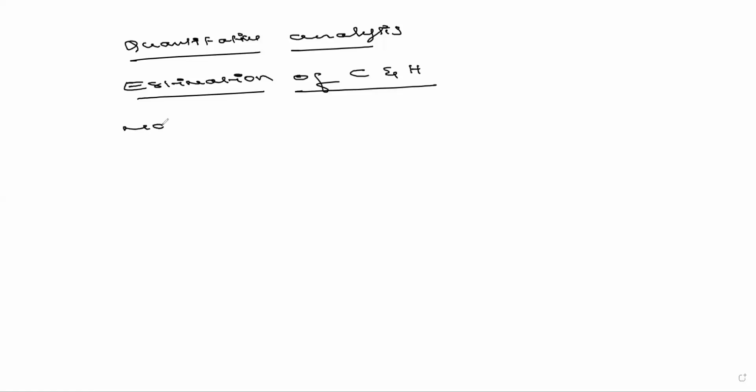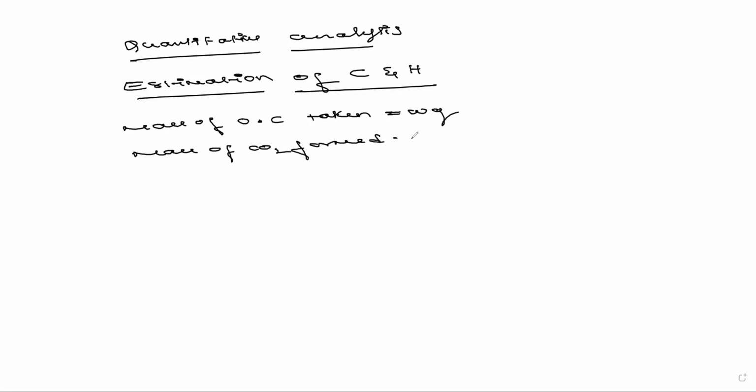The calculation part. Mass of organic compound taken is equal to W gram, and mass of carbon dioxide formed is equal to X gram, and mass of water formed is equal to Y gram.